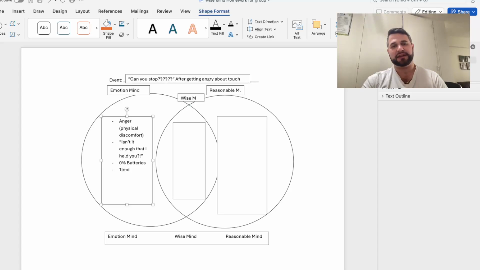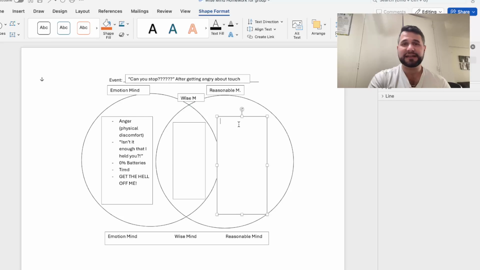So all this is happening for me. And then it's like, get the hell off me. That's what emotion mind was. What did I say? Did I say, get the hell off of me? No, but I raised my voice and I said, please stop, enough. That was my inner voice saying, get the hell off me. So that's what my emotion mind was in the situation.